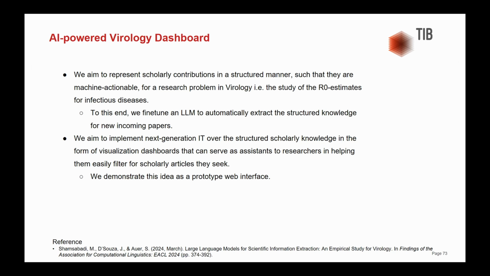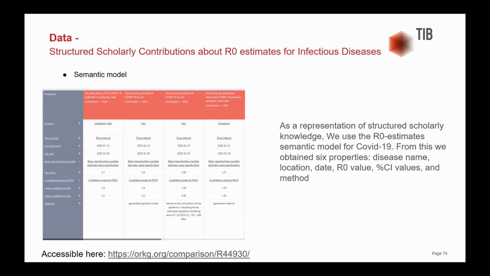So what we wanted to do in this very early work was to leverage large language models to automatically structure this data and then define a workflow that continuously fed the structured information into the Open Research Knowledge Graph. So what we did was we fine-tuned a large language model to automatically extract the structured knowledge for new incoming papers. Furthermore, we implemented dashboards to allow researchers to access scholarly articles in a more efficient way. And we will see that later, which is also implemented as a web interface.